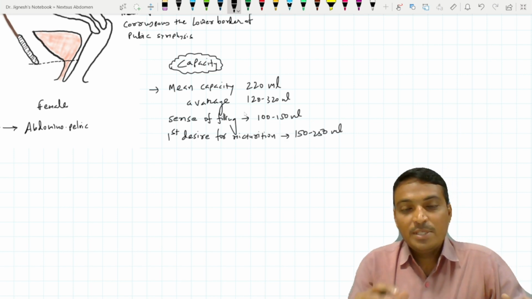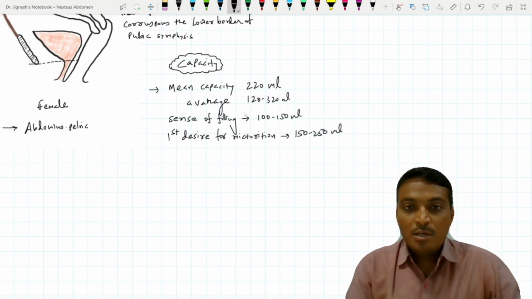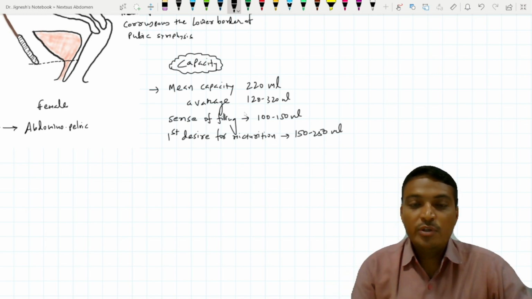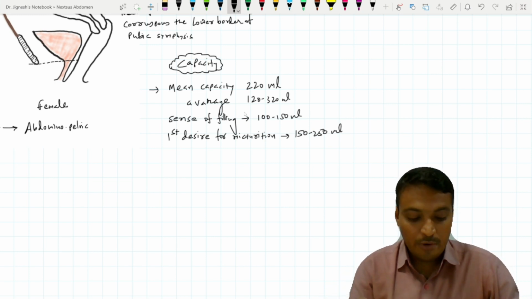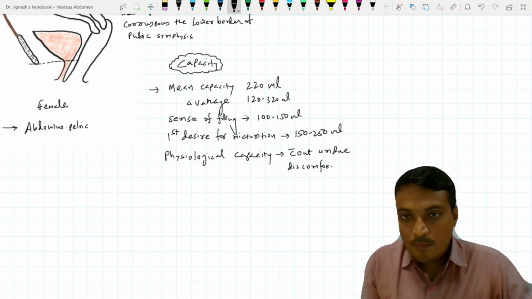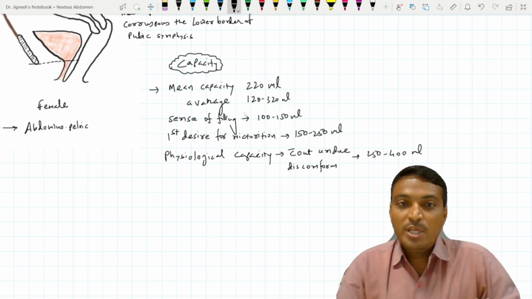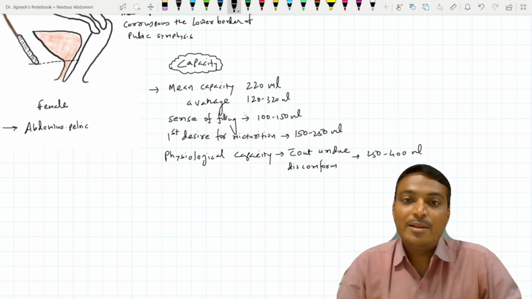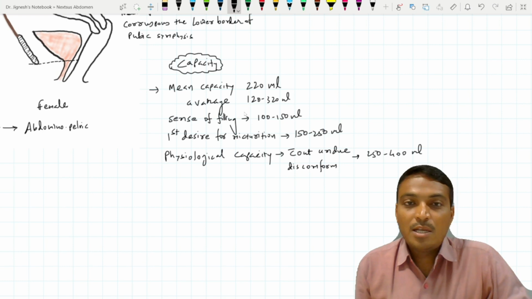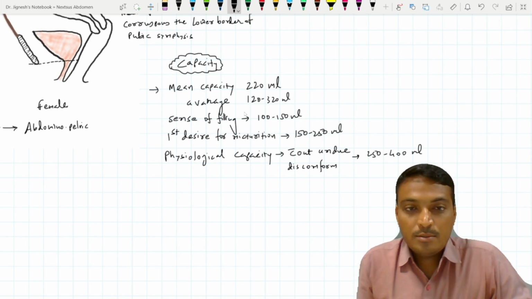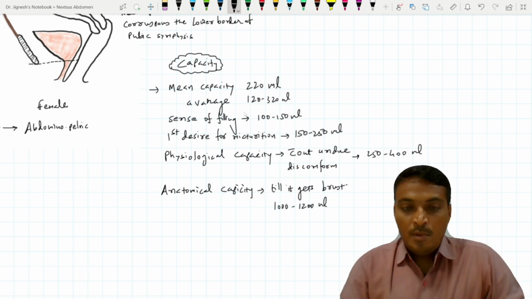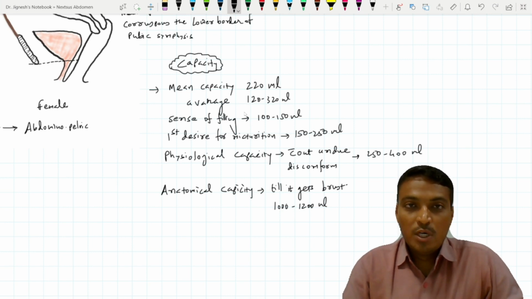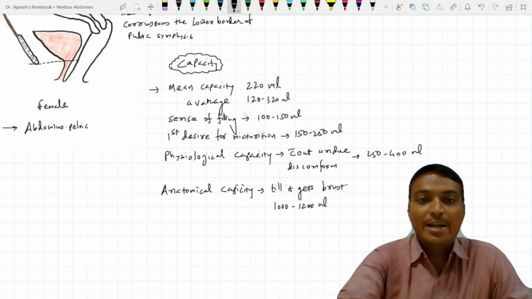The physiological capacity of the urinary bladder is the filling of the bladder until there is undue discomfort to the individual, and that is around 250 to 400 ml. And the anatomical capacity of the urinary bladder is the capacity of the urinary bladder until it gets ruptured, and it is around 1 liter to 1.2 liters. So all these are the capacities of the urinary bladder. Now let's move on to the presenting parts of the urinary bladder.